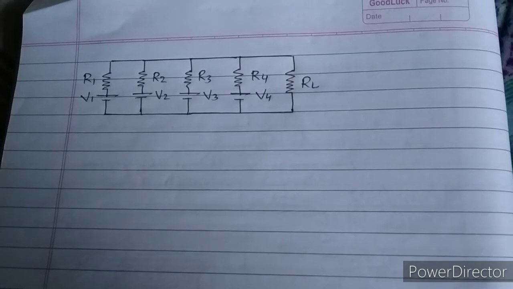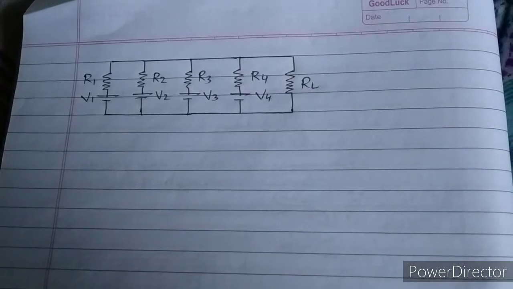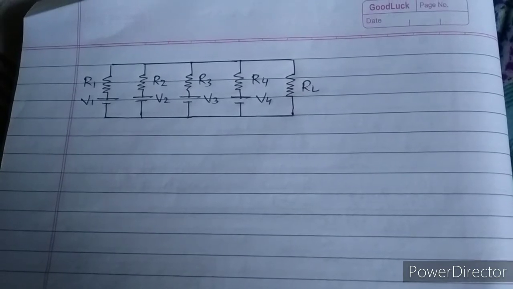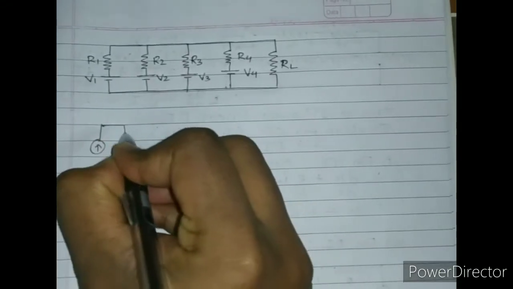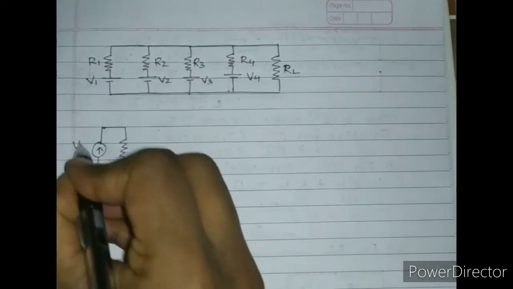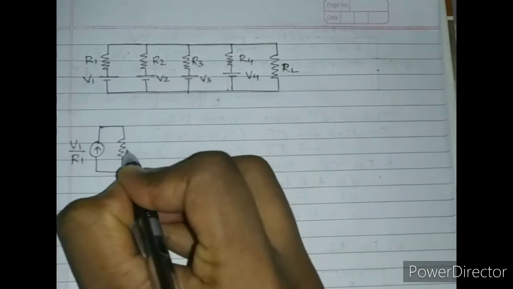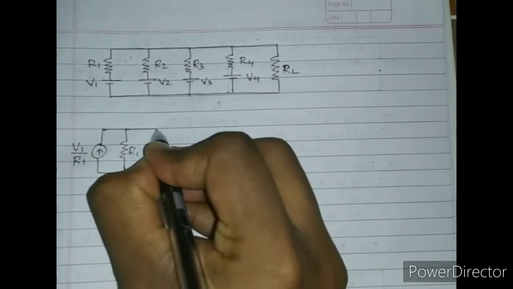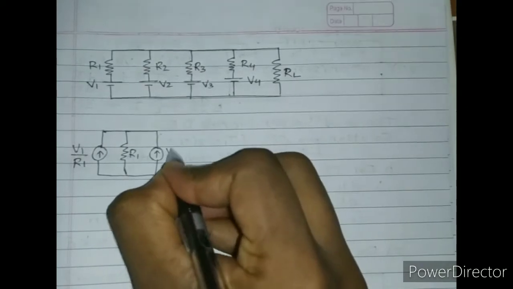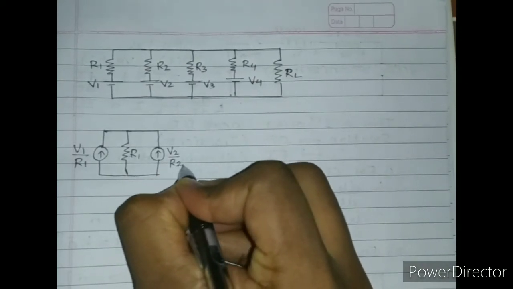Hello friends, in this video I will be deriving the formula of Millman's theorem. By source transformation, the given circuit can be converted into various current sources in parallel with resistors. So this is first V1 upon R1 in parallel with resistor R1. This is the second current source V2 upon R2 in parallel with the resistor R2.